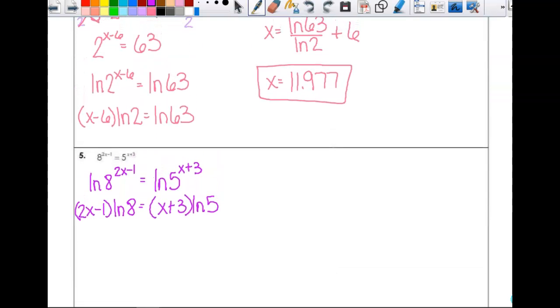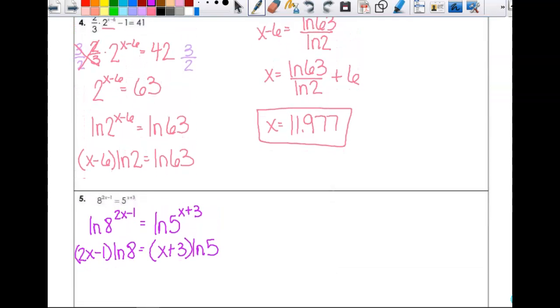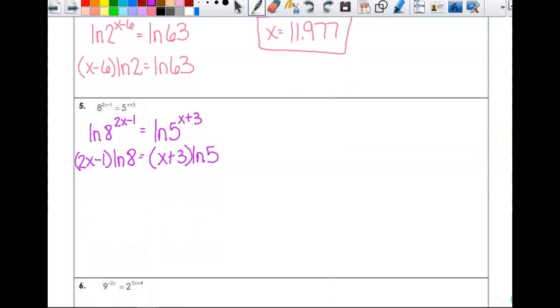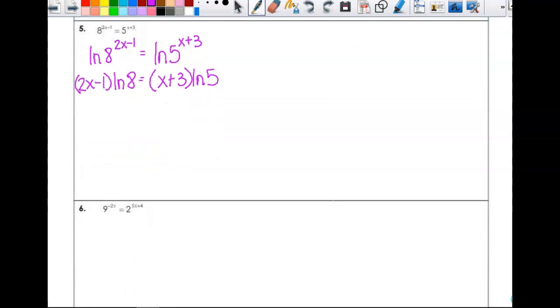Now, on number 4, we chose not to distribute here because it was not necessary. We could just divide by the natural log of 2. Well, here, if I divide by the natural log of 8, then it gets in this fraction that also has an x in it, and it's a big hot mess. So in this case, we have to distribute in order to actually be able to solve it.